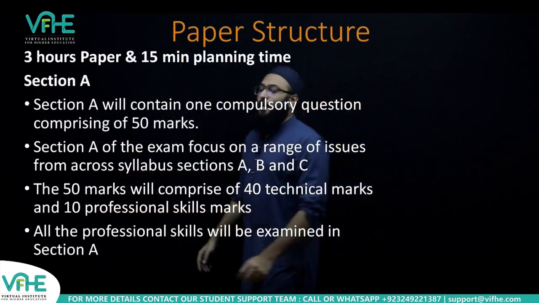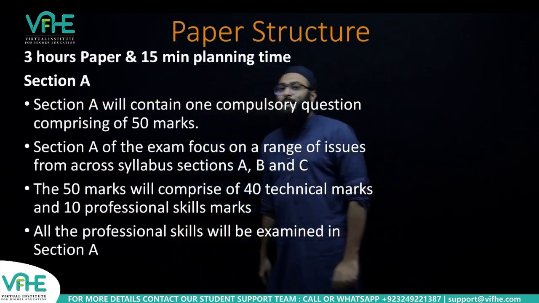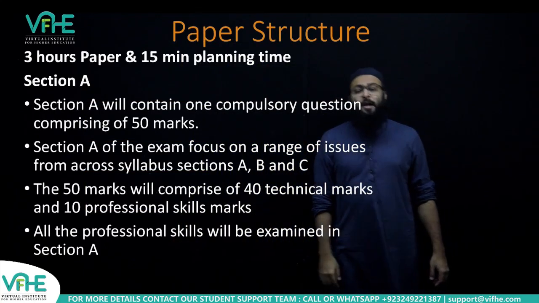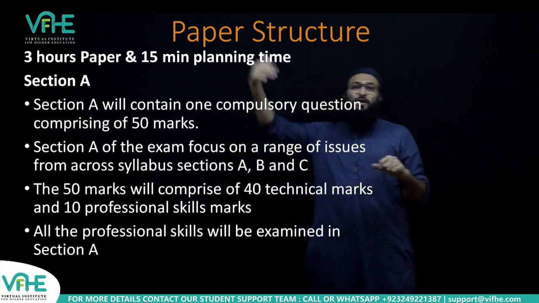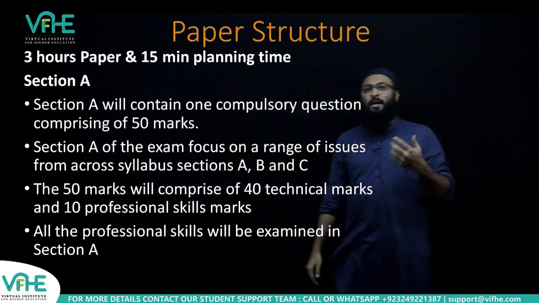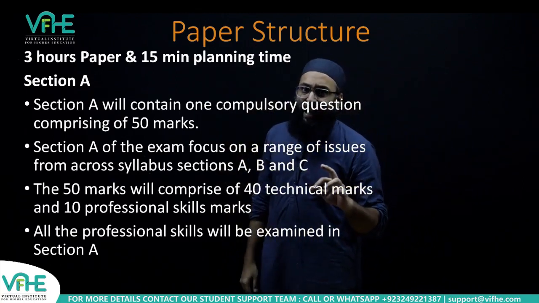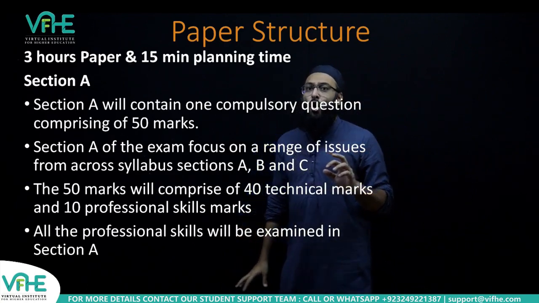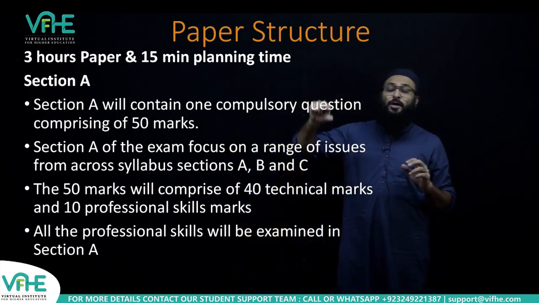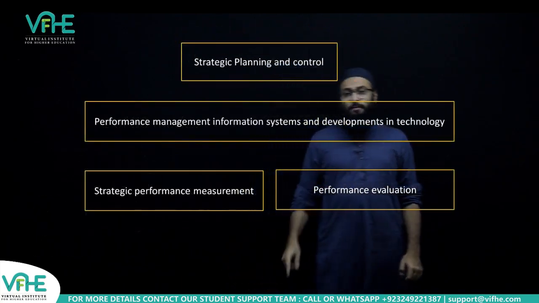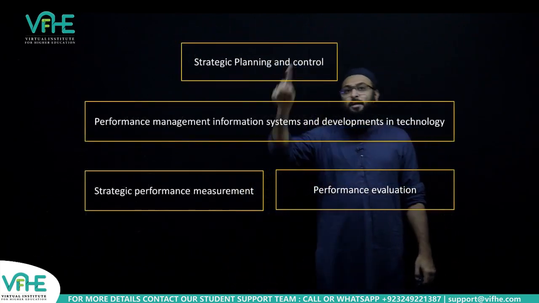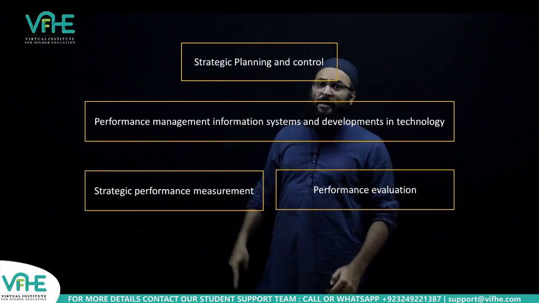Great. The paper structure. The paper includes section A, which is of 50 marks. The section that I just showed you earlier will give you clarity that section A will focus on syllabus sections A, B, and C that I mentioned here. A, B, and C, okay? So this will focus on these areas.